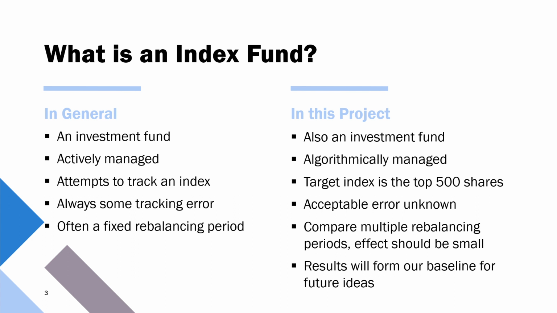And we're going to compare multiple periods, and the effect here should be small. So I went and did some external research and found some studies that have looked at this, and it seems that monthly, quarterly and yearly rebalancing periods are all relatively optimal, and there's not much to choose between them. And these results will form the baseline of our future ideas. That's kind of the point of this. In this backtest project overall, we want to learn more about more active approaches to investment, but we need a baseline. We need to know what good looks like, and this will at least give us that.